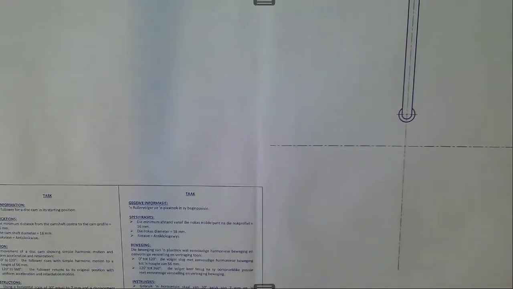Right, so this is our second task. As you can see, there are similarities, but the performance would differ. A roller follower for a disc cam in its starting position. We have got the starting position as defined. The minimum distance from the camshaft center to the cam profile is 16, which is the distance from here to there. The camshaft diameter is 16 as well, just like we had with the previous one.